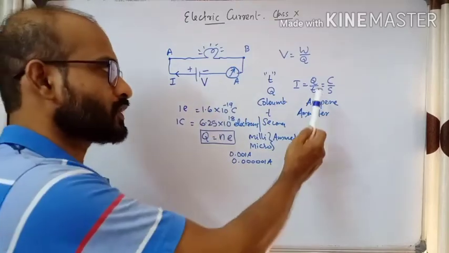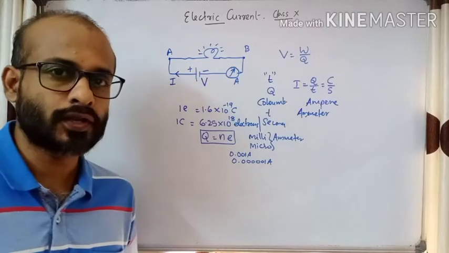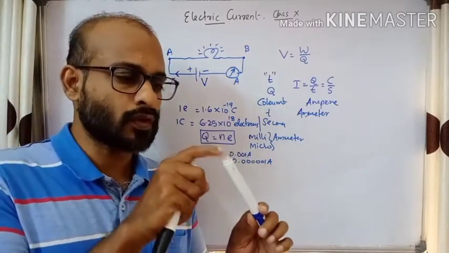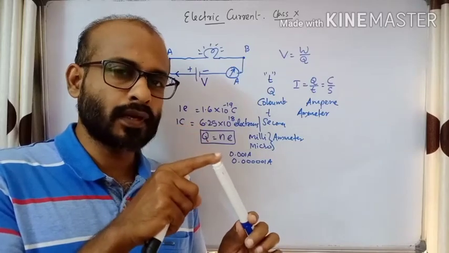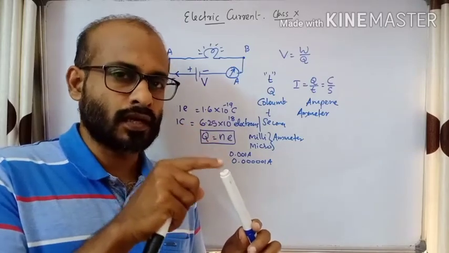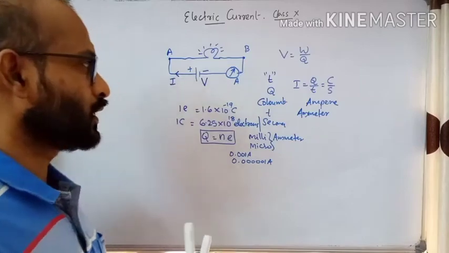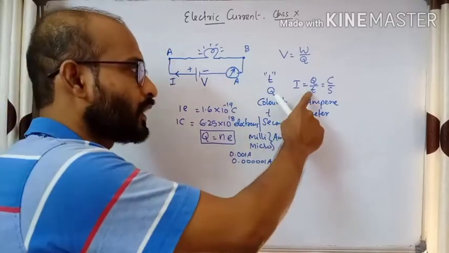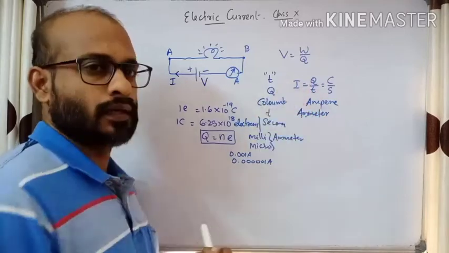We have seen the equation of electric current. Electric current is defined as the quantity of charge flowing through the cross section. If this is a conductor, through the cross section, electric charge is flowing, perpendicular to the cross section. So the quantity of electric charge flowing perpendicular to the area of cross section in unit time, charge by time, is called current.